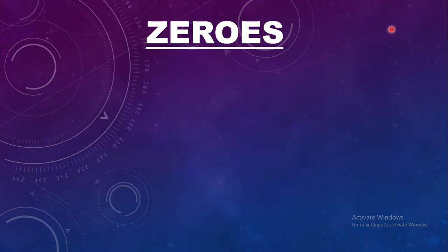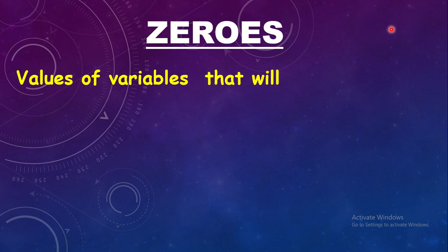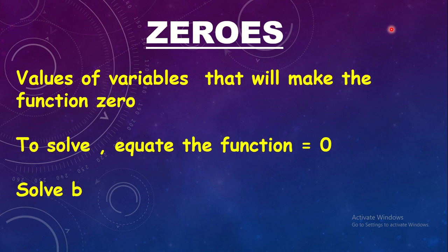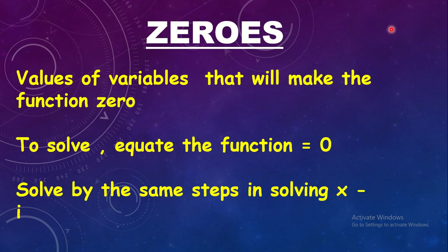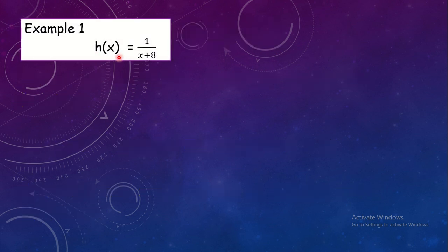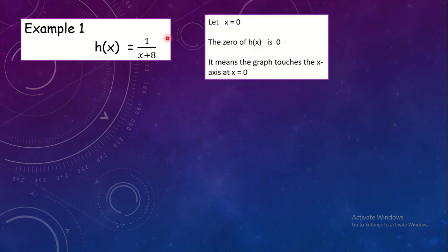Now, let's go to zeros. So, values of variable that will make the function 0. To solve, equate the function into 0 and solve the same step in solving x-intercept. Easy lang to, guys. Okay, so h of x is equal to 1 over x plus 8. So, tingnan mo lang yung numerator mo. Let x be 0. 0 yan. Tapos, so here is the 0 of hx is 0. So, it means that the graph touches the x-axis at x is equal to 0.